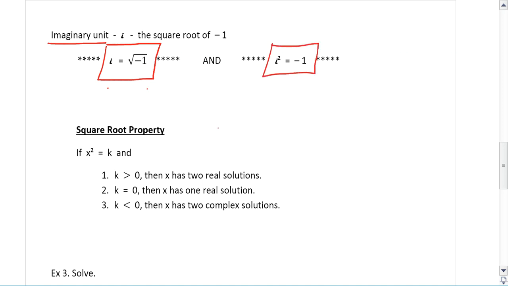I will leave these up on the whiteboard for quite a while, but eventually you'll want to memorize this and know this so that we can use it when it pops up in one of our answers.